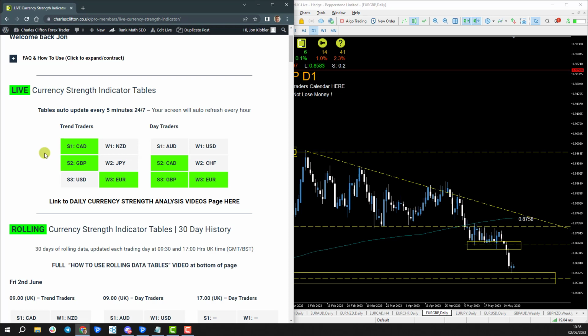Here you can see we've got the tables in front of us and they're actually showing us some interesting developments. We've got Euro as the weakest currency against Pound and CAD, and we actually featured these two markets this week for some further short selling opportunities. So let's go take a look at those pairs.